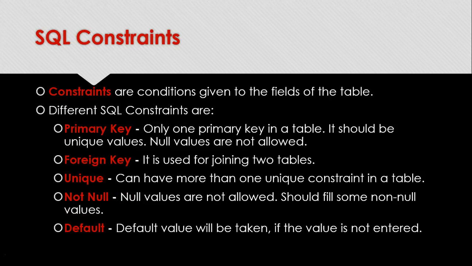Check will ensure that only if the criteria is satisfied, it will accept the values. For example, I have a column in the student table called mark, and I'm giving the criteria check mark greater than or equal to 75. So it will accept only those marks greater than or equal to 75. So that is for ensuring that values satisfy that particular condition.